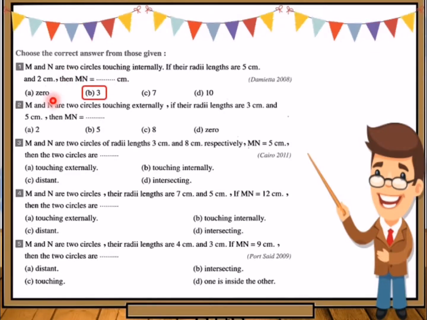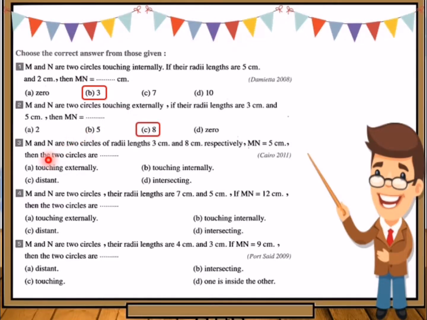Number 2. M and N are two circles touching externally. The radii 3 and 5. Then MN will be the sum of radii. 3 plus 5 equals 8.